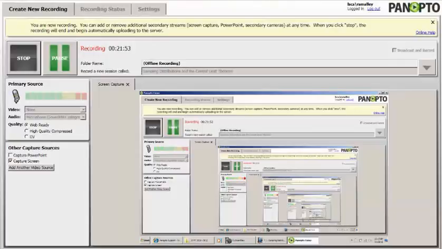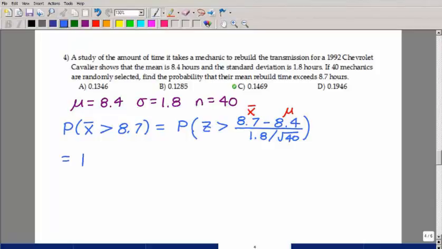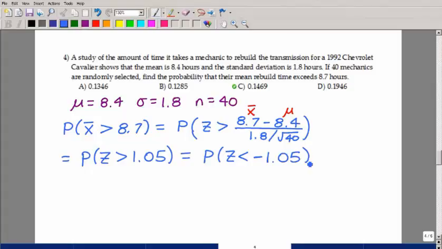So now I'll come back over here, and we'll say that equals the probability that z is greater than 1.05. Once again, it's a greater than. You can flip it over and change the sign if you're using the charts, so you would look up negative 1.05 to get your answer. And you can certainly draw pictures of this if it helps you too.